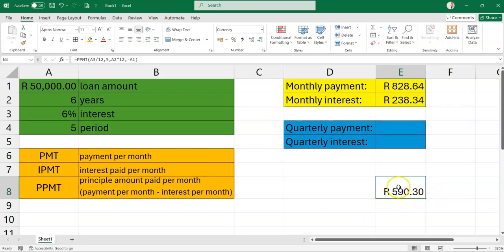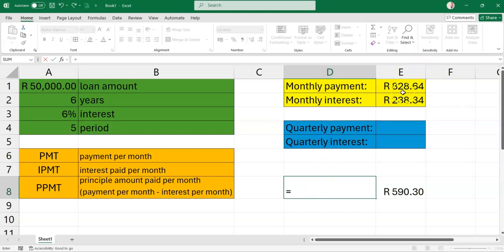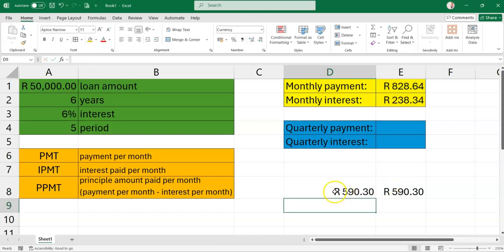I can now double check how they got to this answer. If I go here and say equal, and I take my monthly payment minus my interest, these two answers are supposed to be the same. So I can double check them. This was done with a formula. This is now done by normal deduction. So I take my monthly payment minus my interest, and you will see that the answer is exactly the same.